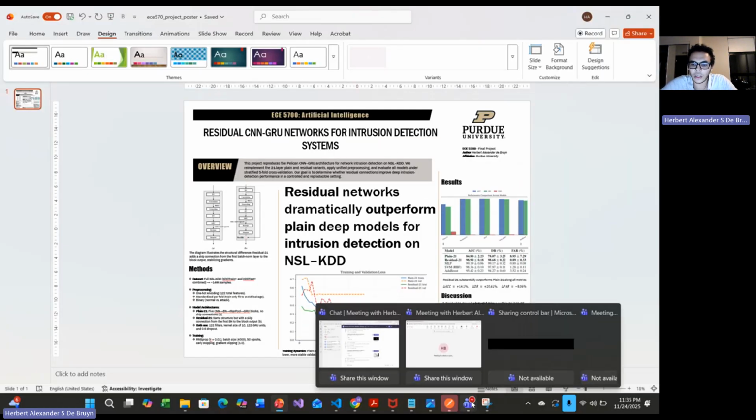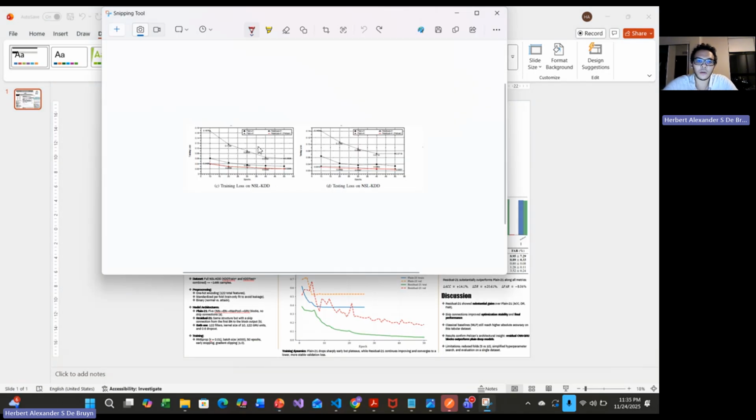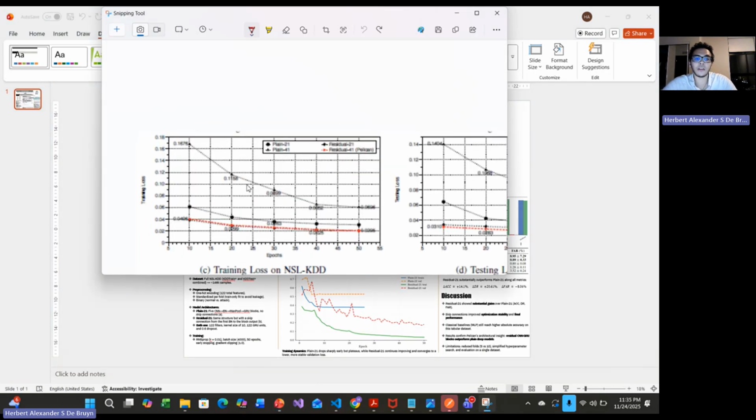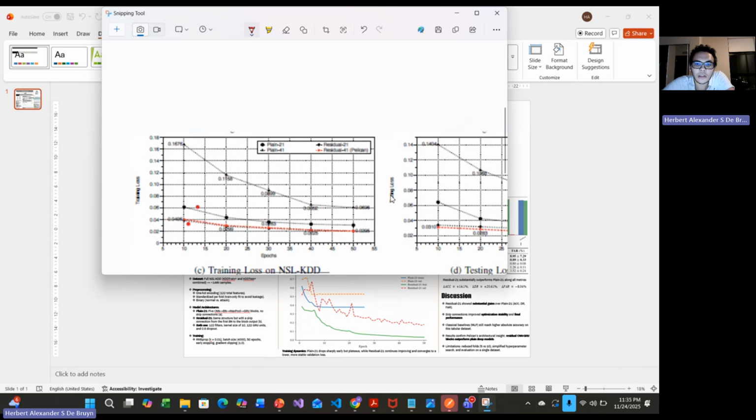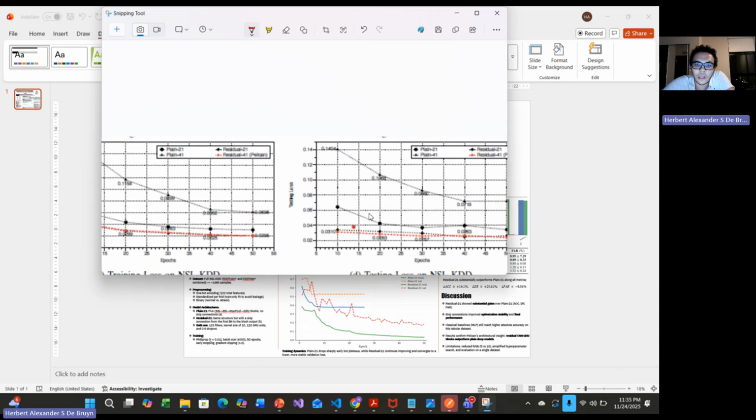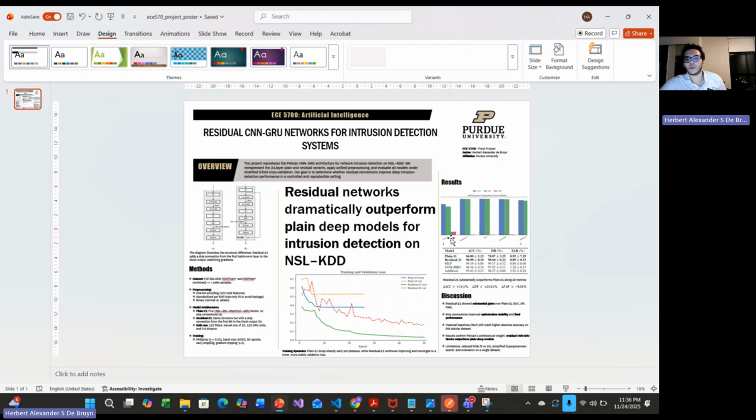On the other hand, in the original paper's graphs, even though their values are better in terms of absolute value, it does follow the same trend, with the residual 21 here, the red one, being lower than the plain 21 for training loss. The same happens here for the plain 21 and the residual 21, with the residual 21 lower.